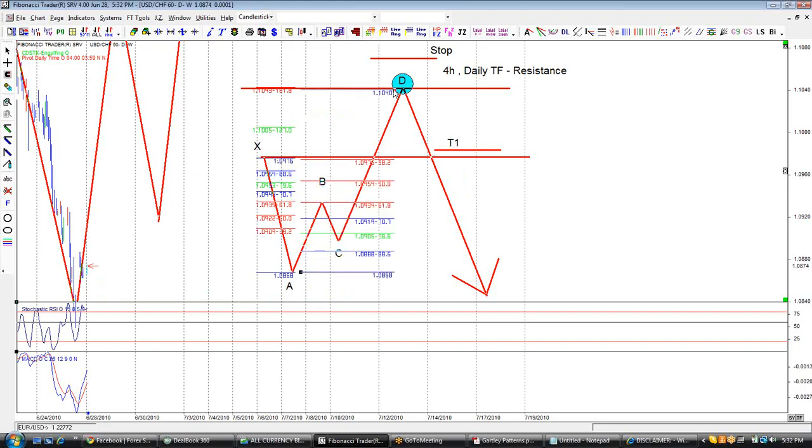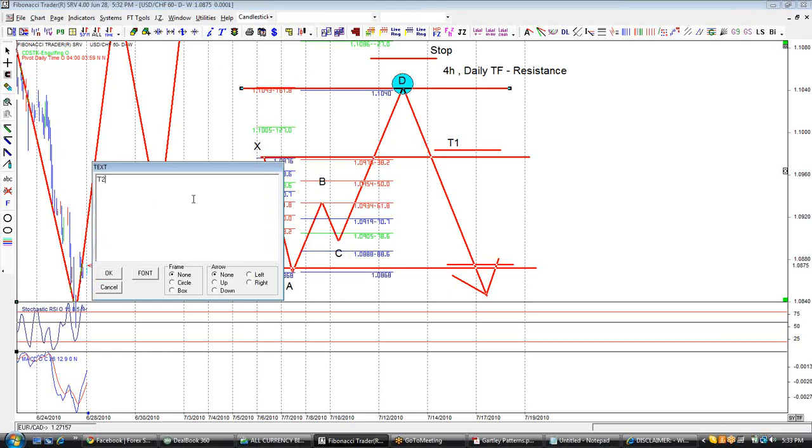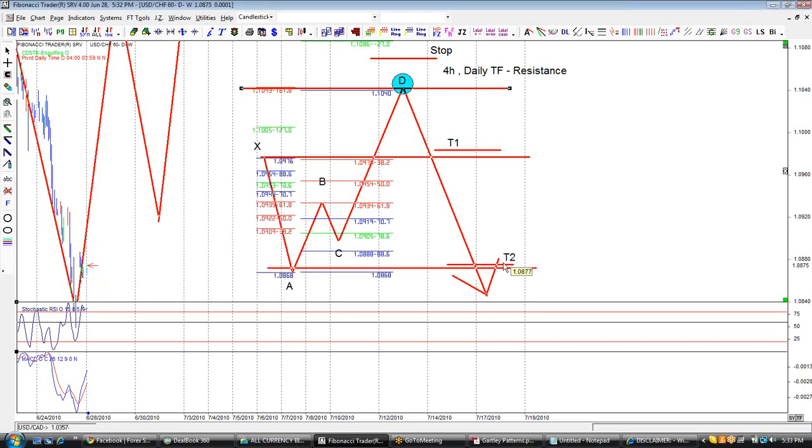Now, most of the time I would place my second target above A, because this will be another strong support. Now, the A will also be a strong level of support. I most of the time place my second target above the A.